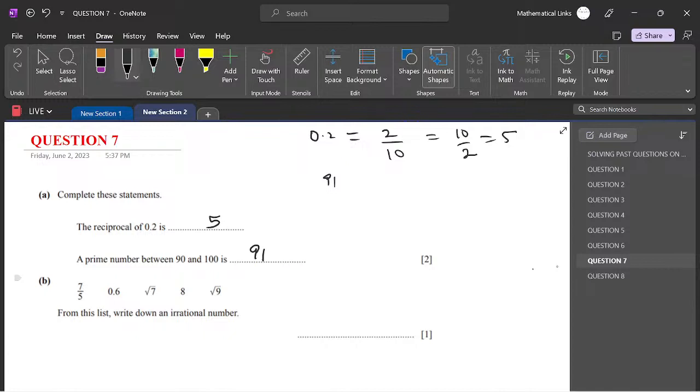Then the B part: 7 over 5, 0.6, root 7, 8, and root 9. From this list, write down an irrational number. This is not an irrational number. This is not an irrational number. This is an irrational number. This is not an irrational number. This is not an irrational number, because square root of 9 will give you 3. So the correct option here is root 7.